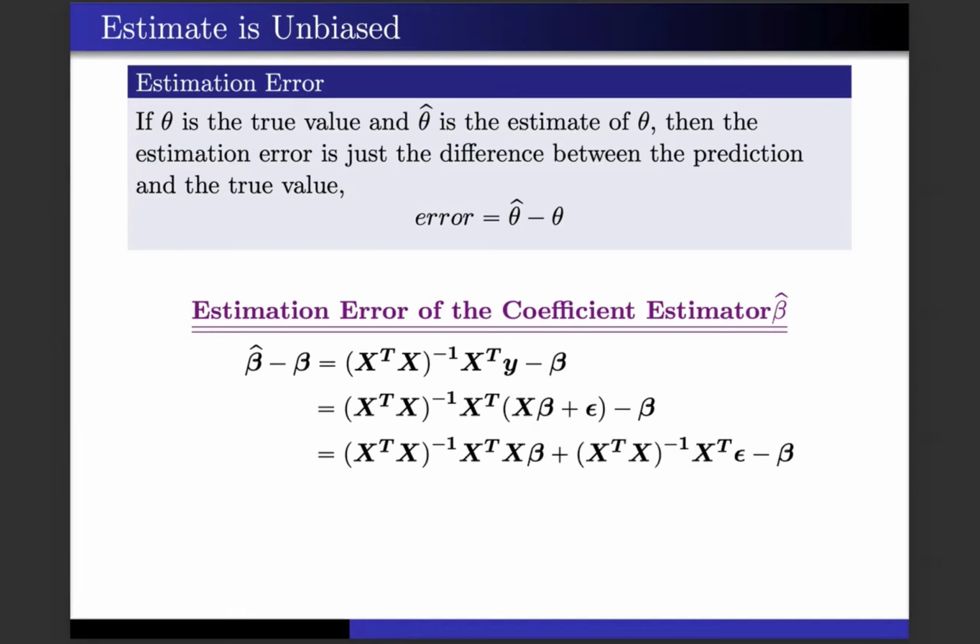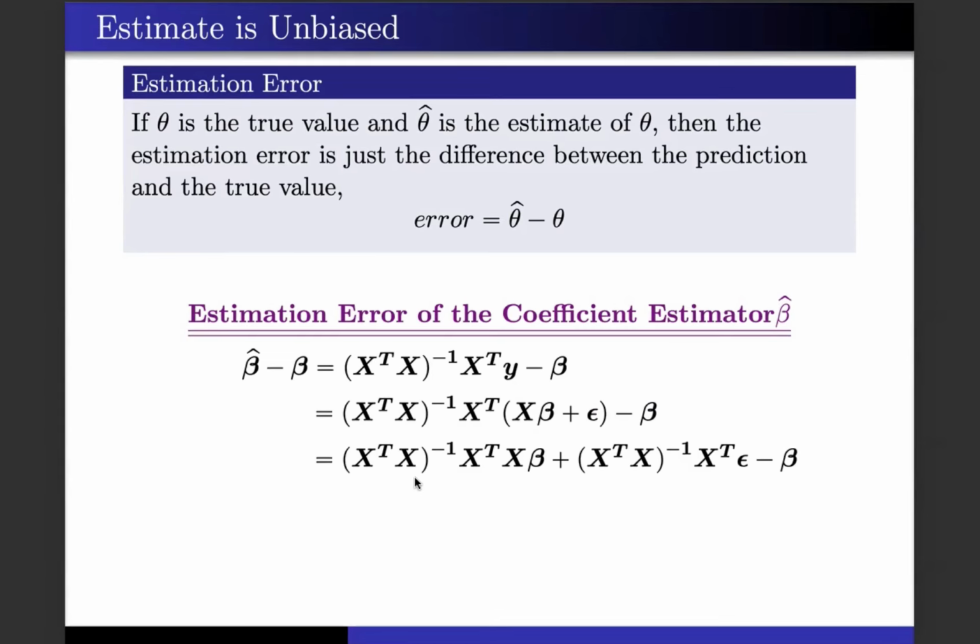Next, we use the distributive property for multiplication and multiply (x transpose x) whole inverse x transpose with x beta and epsilon. When we do that, we get these three terms: (x transpose x) whole inverse x transpose x beta, plus (x transpose x) whole inverse x transpose epsilon, minus beta. And now let's try to simplify it.